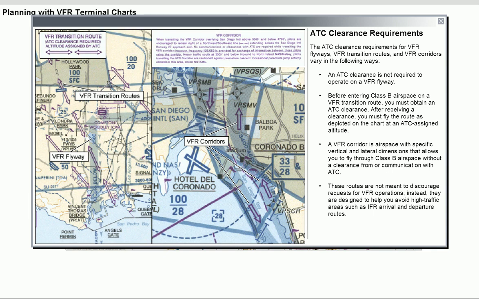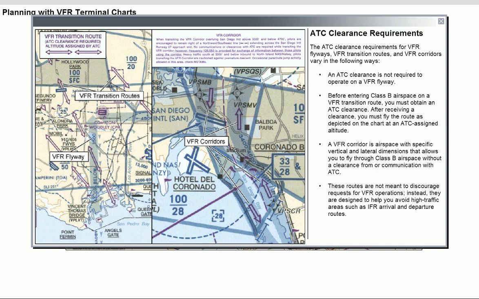The ATC clearance requirements for VFR flyways, VFR transition routes, and VFR corridors vary in the following ways. An ATC clearance is not required to operate on a VFR flyway. Before entering Class B airspace on a VFR transition route, you must obtain ATC clearance. After receiving a clearance, you must fly the route as depicted on the chart at an ATC assigned altitude.